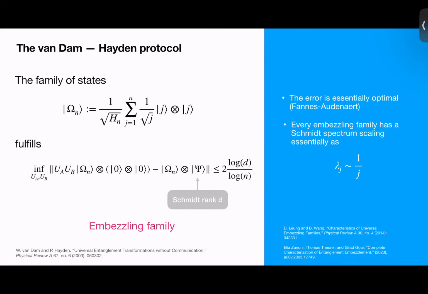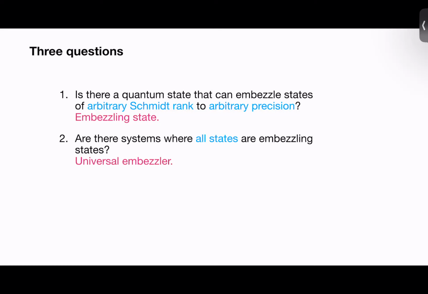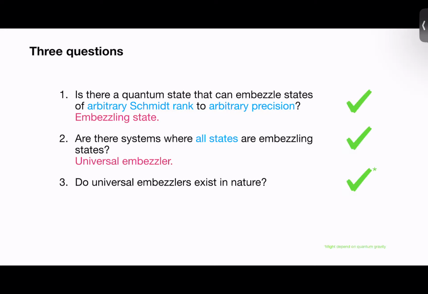Second, are there systems where all states are embezzling? Meaning that whatever state you have on that system, you can embezzle from it any other state. I would call such a system a universal embezzler. And then third, suppose these exist mathematically, do they exist in nature? And I want to argue in this talk that all these questions have a yes answer. And I want to explain to you why this is the case.